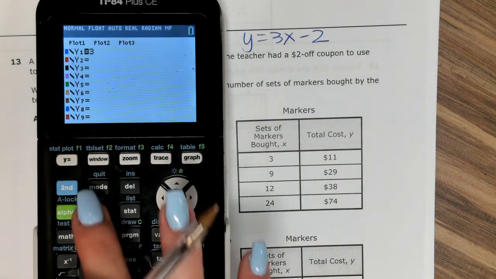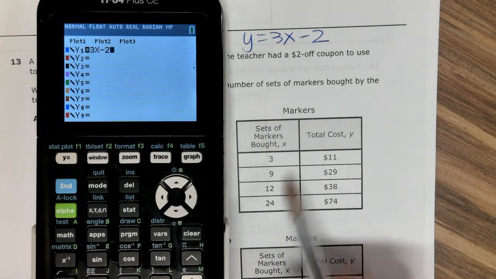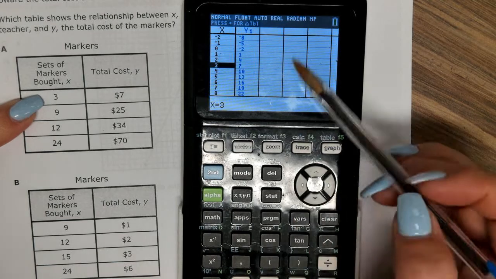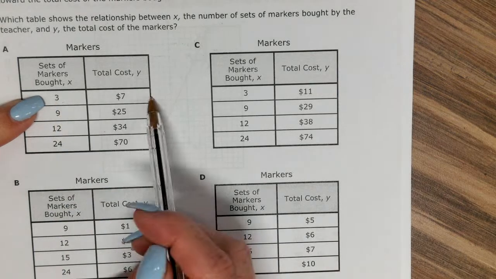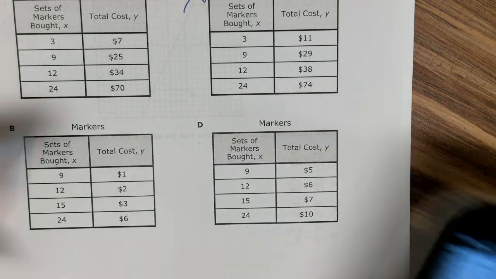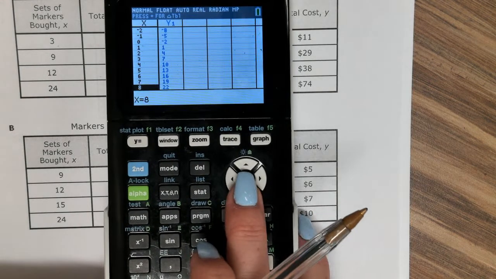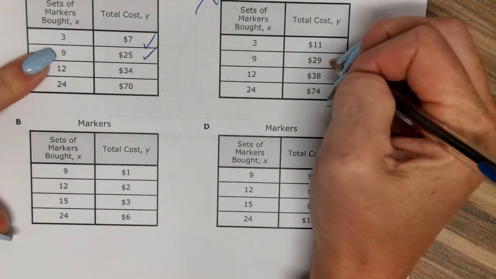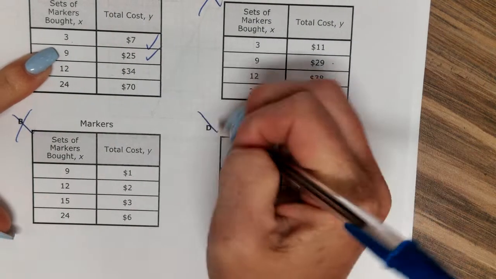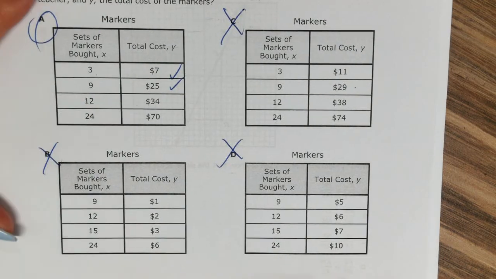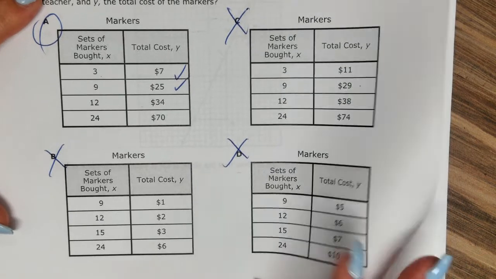So I'm going to put in 3x minus 2. And where am I going to go to see which table it matches? Second graph. So I've got positive 3, positive 7. So this one's good. This one's not. This one doesn't have 3. This one doesn't have 3. So the next one I'm going to check is 9. 25. So that one's good. That one's good. Nope. Nope. And nope. There's my answer. Questions? Are we okay?